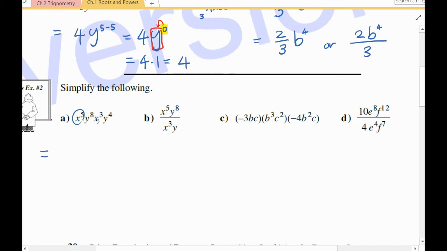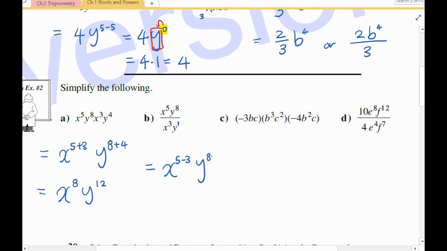So I have x and y. You cannot combine x and y, but you can combine the like bases here. X to the power 5 plus 3, y 8 plus 4. The answer is x to the power of 8, y to the power of 12. Next one. Remember, 1 is hiding here. Then I have x to the power of 5 minus 3, y to the power of 8 minus 1. Then x squared, y to the power of 7.